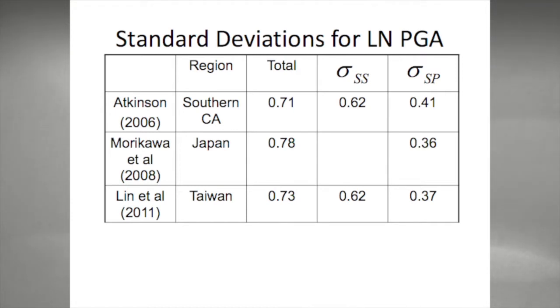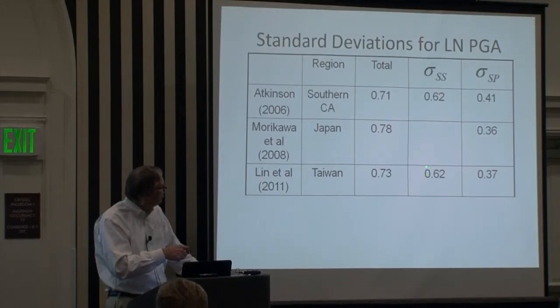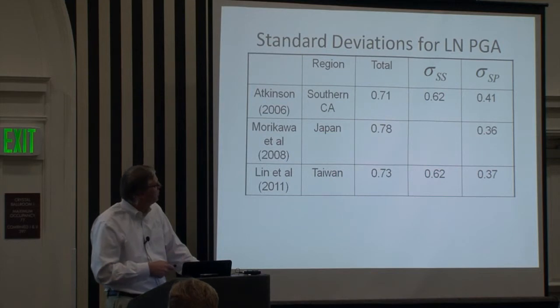So I think Yusuf was asking about this reduction, or he asked for the phi reduction, and I gave him this number instead. I'll show you the phi reduction later. The sigma SP, the single path values, are much lower. So this is a large reduction. It's almost just over a 50% reduction of the original standard deviation, or under that.